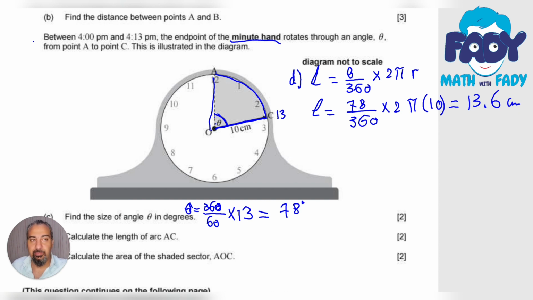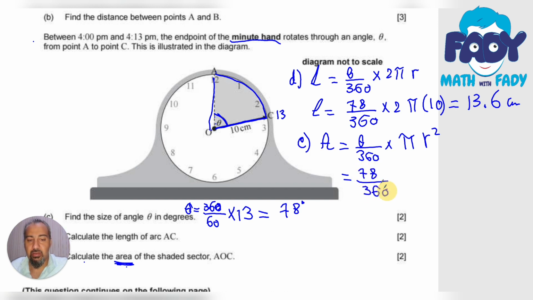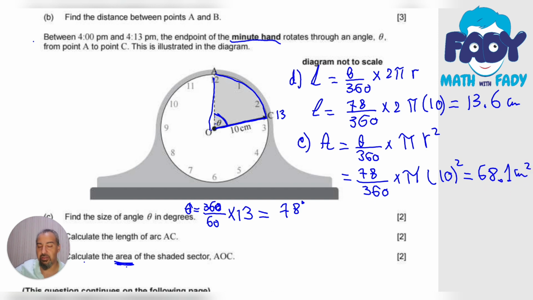This is part D. Part E, calculate the area of the shaded sector. So we need to find this area. So also in the formula booklet, area equals theta over 360 times pi r squared. We will substitute. So 78 over 360 times pi 10 squared. And this will be 68.1 centimeters squared. This is 3 significant figures. And this is the answer of part E. Done.